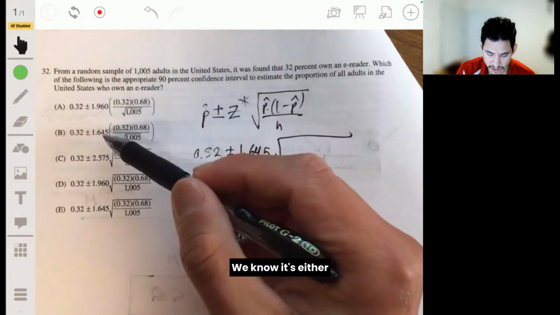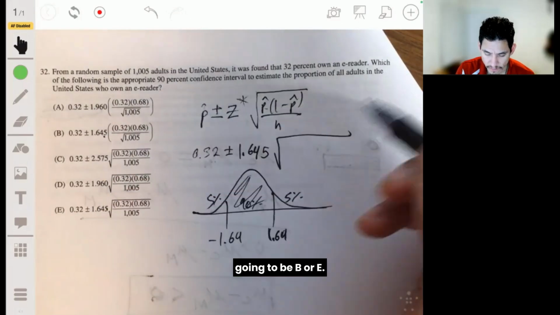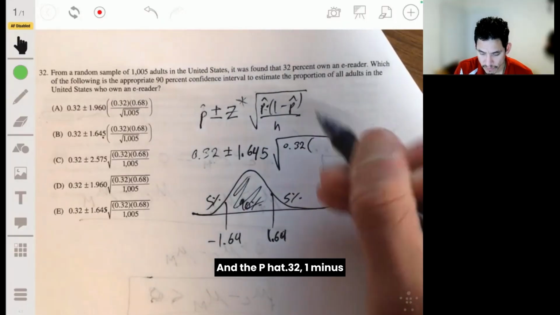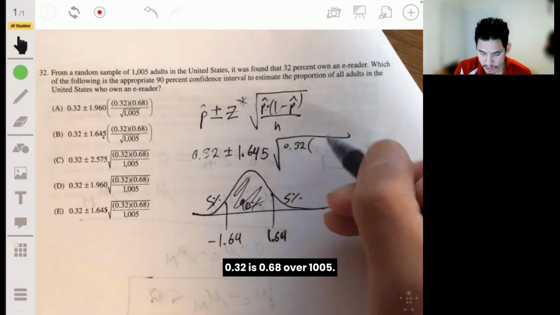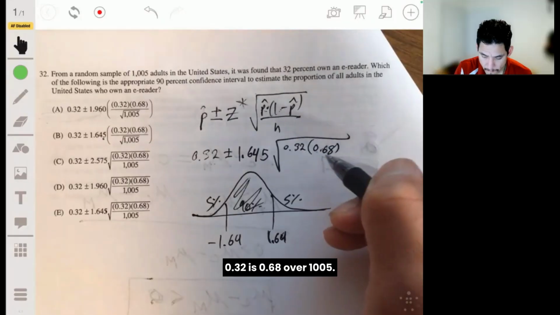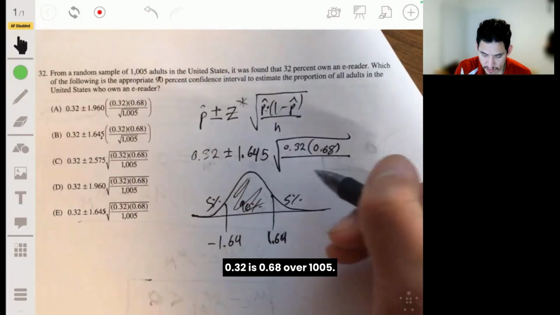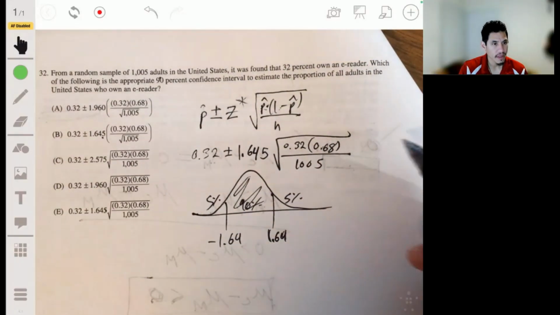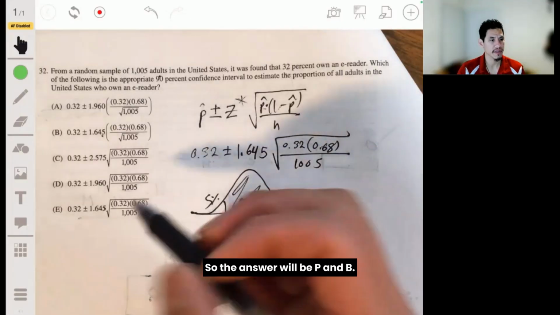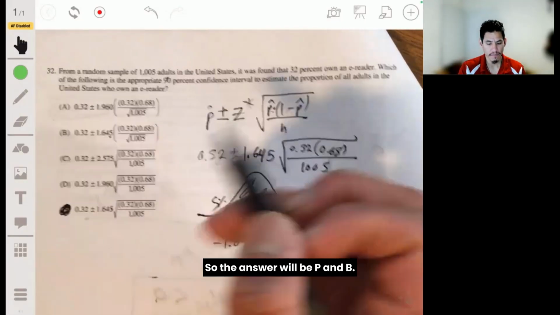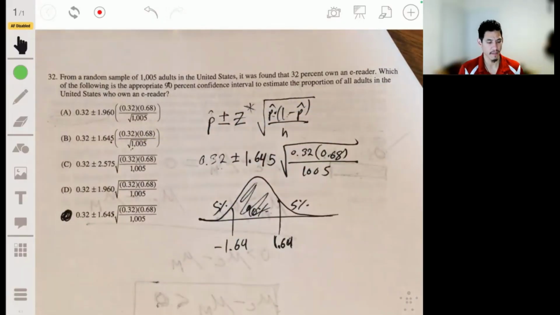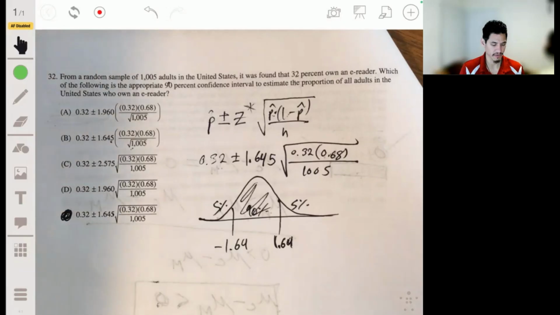So right now we know it's either going to be B or E, and p hat is 0.32, 1 minus 0.32 is 0.68, over 1005. That's your sample size. So the answer will be D. In B, they're trying to scare you, or trick you, with that square root there. Careful about that.